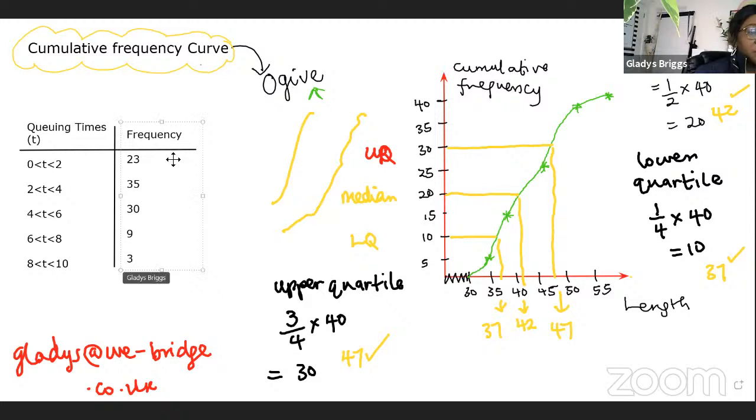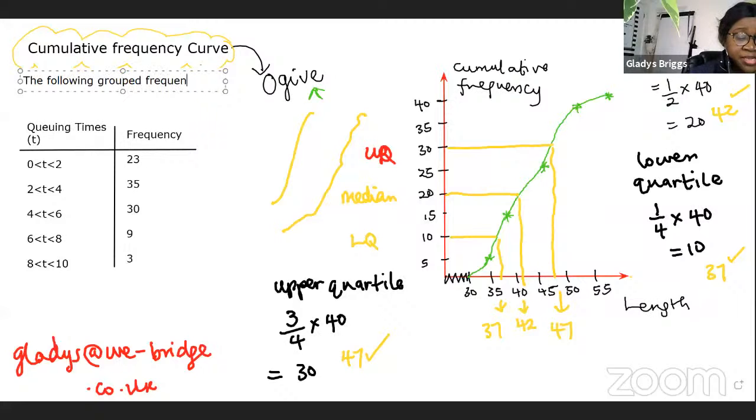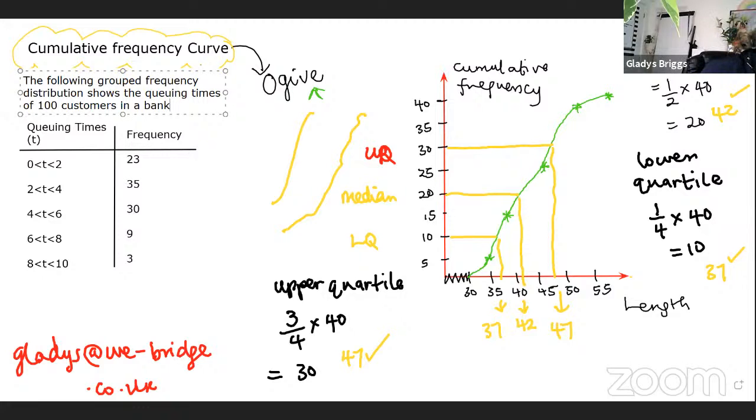Okay, guys, so here's one for you. I'm just going to put the text in now. The following grouped frequency distribution shows the queuing times of 100 customers in a bank. Construct a cumulative frequency diagram for the data.